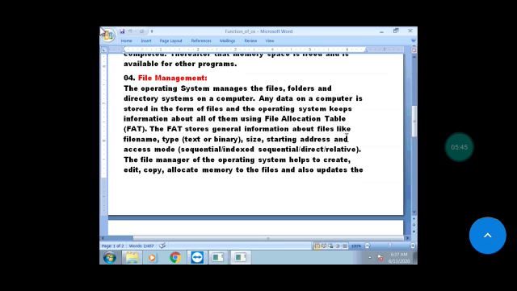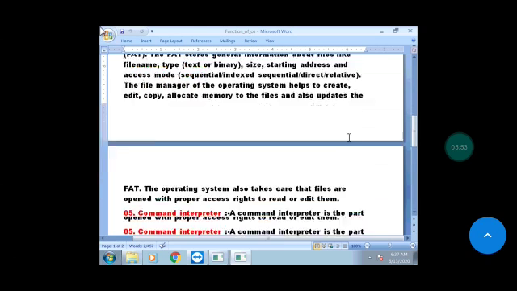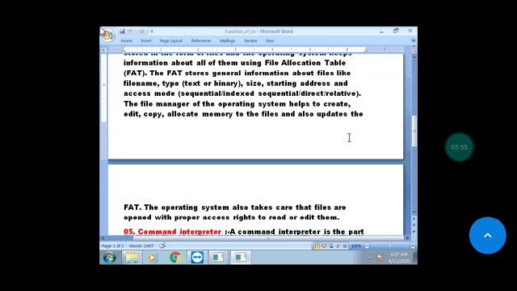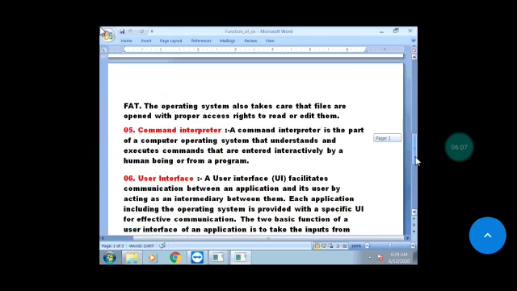The file manager of the operating system helps to create, edit, copy, allocate memory to the files, and also, my dear, update the FATs. That means if a file is created, your file management helps you to edit it also, to copy it. All this work is done with the help of file management.